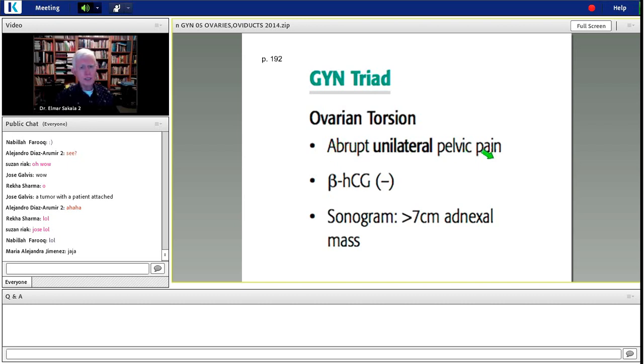So abrupt onset of unilateral pelvic pain, negative beta HCG in the presence of an adnexal mass, you better think of ovarian torsion.